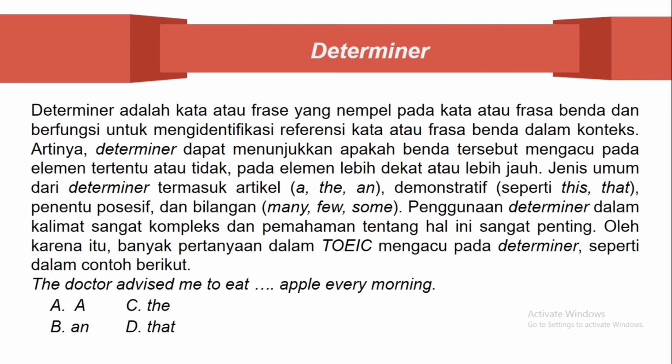In this case, let's take a look at the question. The doctor advised me to eat apple every morning. Which one? The blah blah blah? Yes, of course, we know the answer. Because the first letter of the word is A, I, U, E, or O, you have to use an before the word. So in this case, we choose an apple.